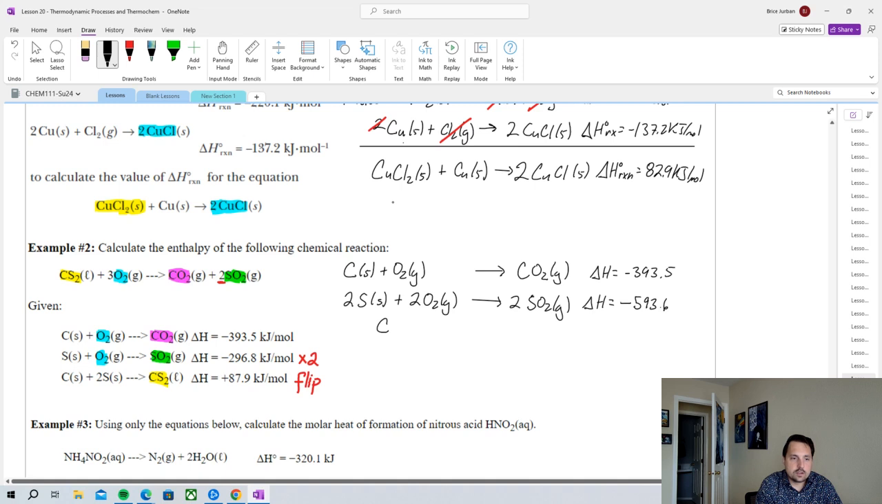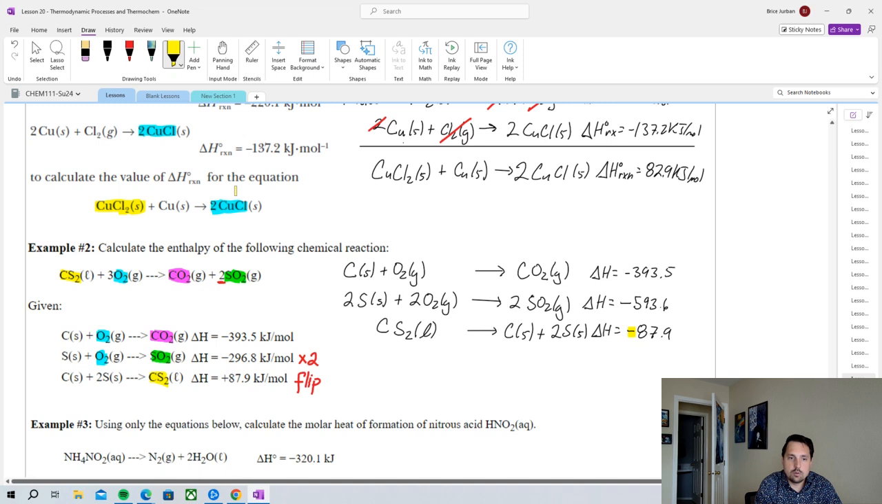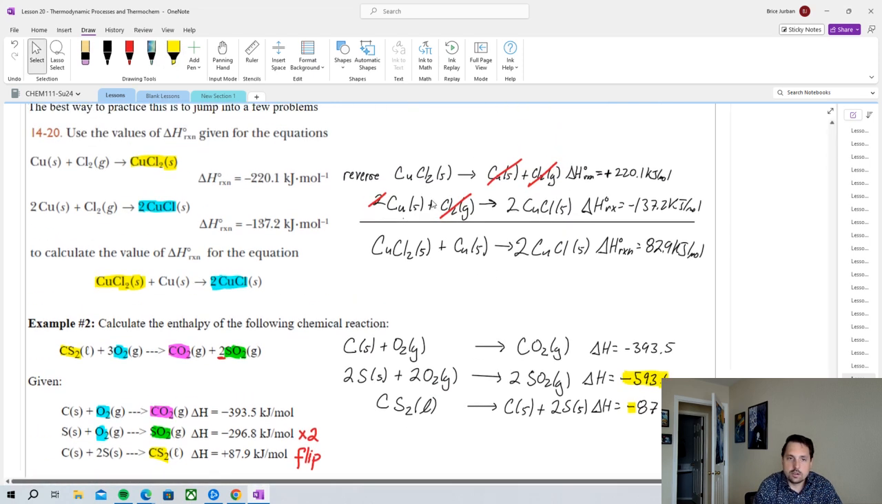So now carbon disulfide is on the left, and carbon and sulfur are on the right. And we flipped it, so this becomes negative now, negative 87.9. And I think I'm going to highlight this just to point out what we changed here. And then in the above one, we changed this value.